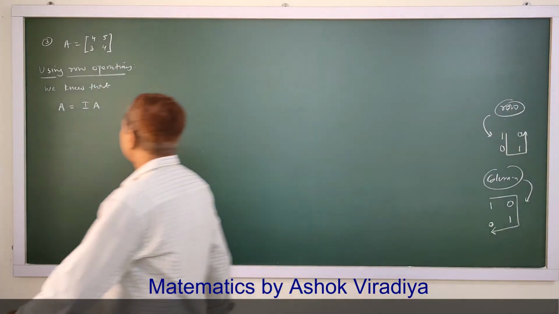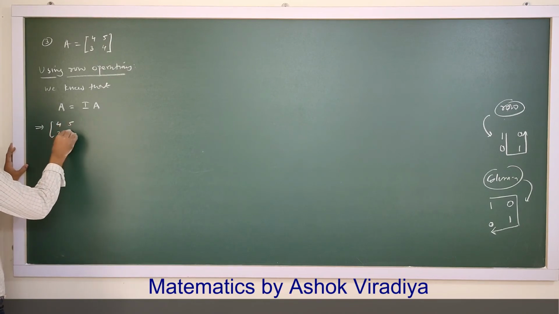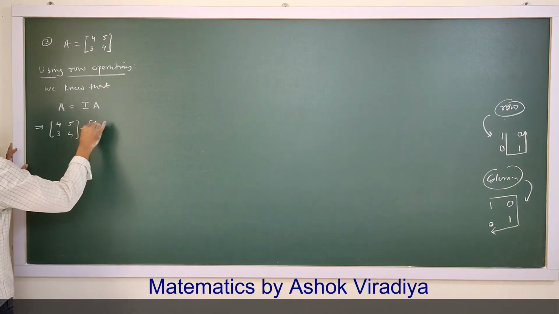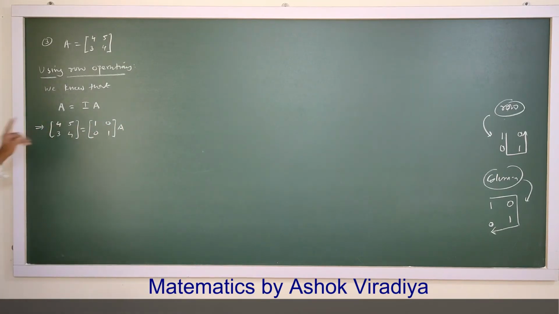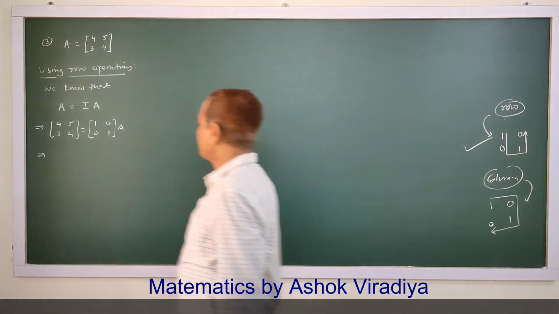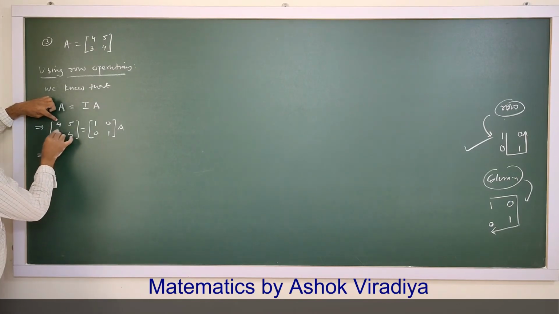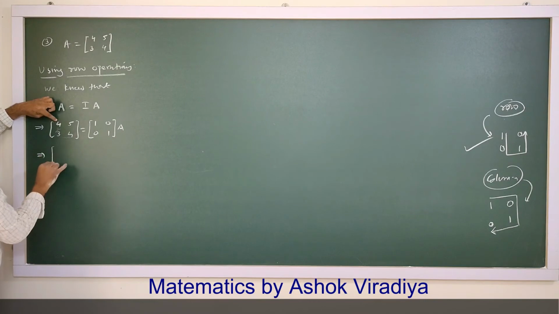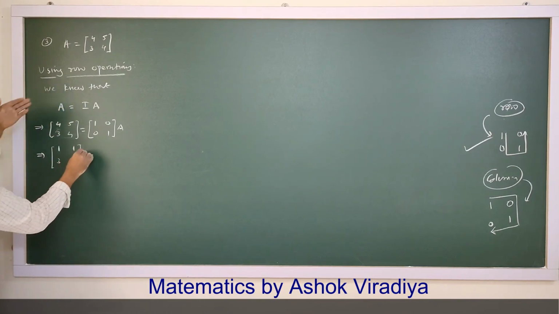Here, A is I into A. A is 4, 5, 3, 4 equal to 1, 0, 0, 1 into A. Now converting this in identity matrix using the row operation. So concentrate on this procedure. First of all, get here 1. So for that, we subtract second row. So 4 minus 3, 1. 5 minus 4, 1. 3, 4. Second row is subtracted.